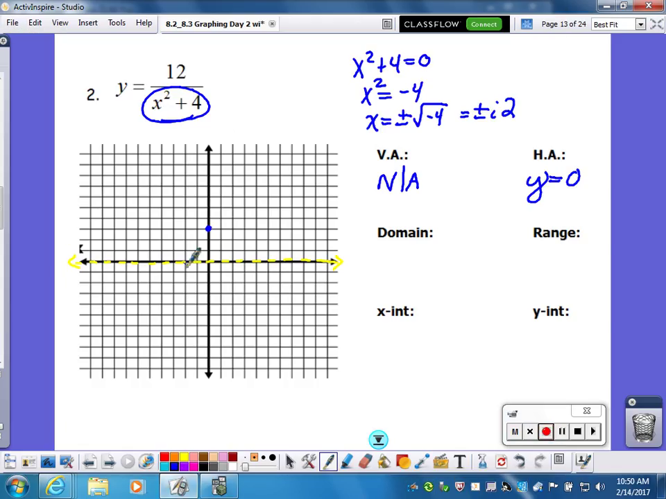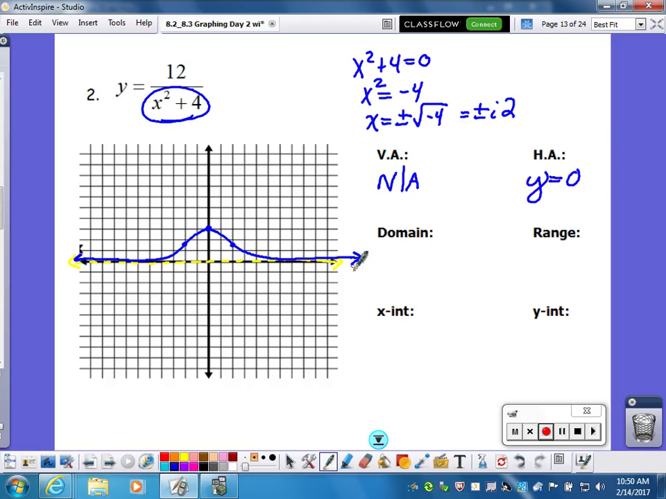So I go over to negative 2. 3/2 is about 1.5. I'm going to go over to 2 and go up to 3/2. So here's what my graph is. Remember, what's that end behavior wanting to do? It wants to go towards those asymptotes, almost where it looks like it's lying right on top of them.